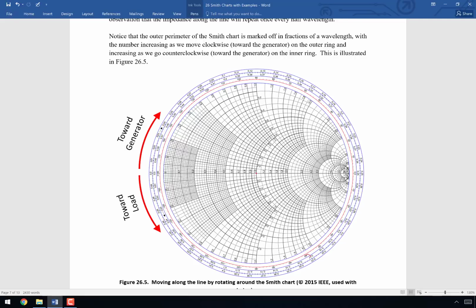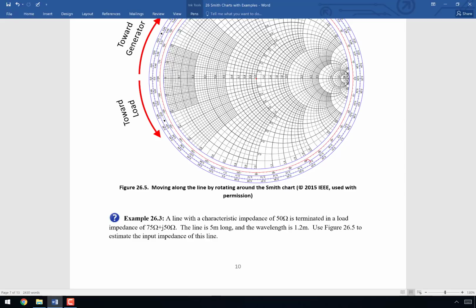Now on the inner ring, the numbers increase as you go in the other direction: 0.0, 0.01, 0.02, 0.03, and we come back around to 0.47, 0.48, 0.49, back to 0. So if you're going toward the load, you'll use the inner ring to determine how far you've rotated around the ring. So let's look at how we would actually calculate the input impedance of a line.